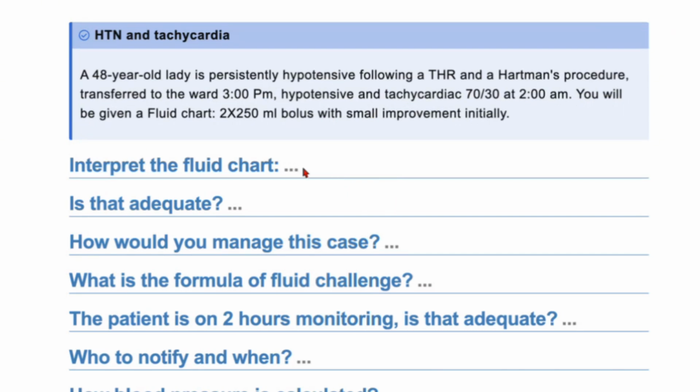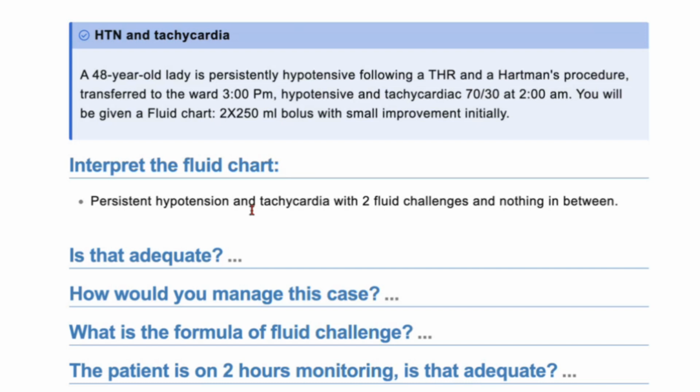So what are we actually looking at when you're trying to interpret it? On this fluid chart, I can see that the patient has had 2 fluid challenges and nothing in between. They've had a small improvement, however, are still hypotensive and tachycardic. My main concern here is that the patient has post-operative oliguria. And is the amount of fluid given adequate? No, the amount of fluid here is not adequate.